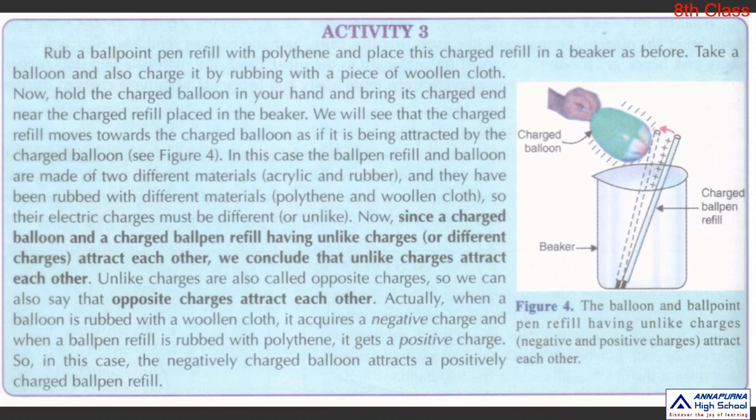First, rub this refill with polythene sheet. Already we have done it in the same manner. Rub this refill with polythene sheet. We know it acquires positive charge, and it is placed in the beaker. And rub the inflated balloon with woolen cloth. Both acquire charge. This charged inflated balloon, that means the one which is rubbed, is placed near the charged refill. What happens? These two are attracted to each other as shown in the figure.